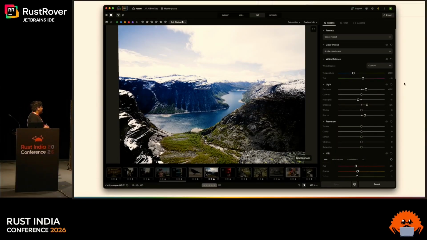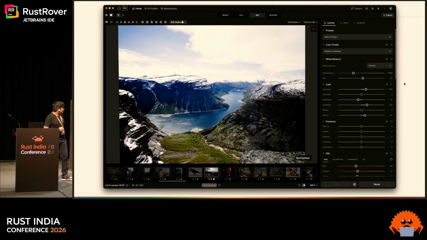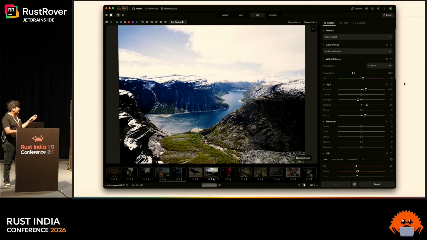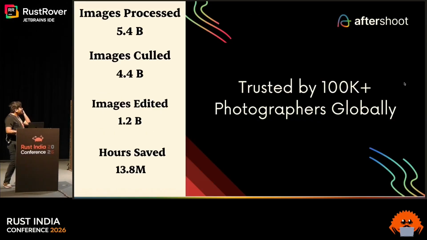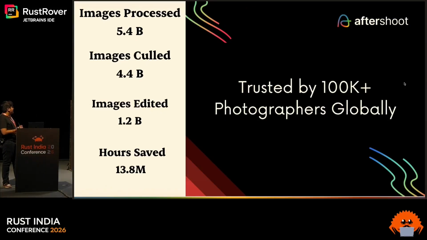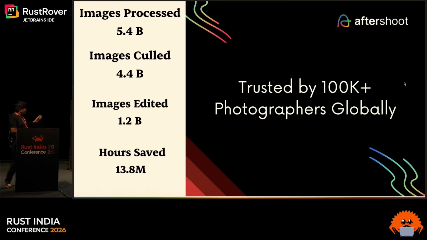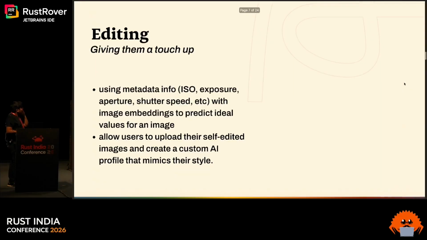This is how editing looks. These are all the sliders that we change for the photo, and we apply the user style on the images. Just for some stats, we have culled 4.4 billion images, edited 1.2 billion images, and we have saved on average 13.8 million hours for all of our users combined. That's great. That's approximately 1,600 years of work.